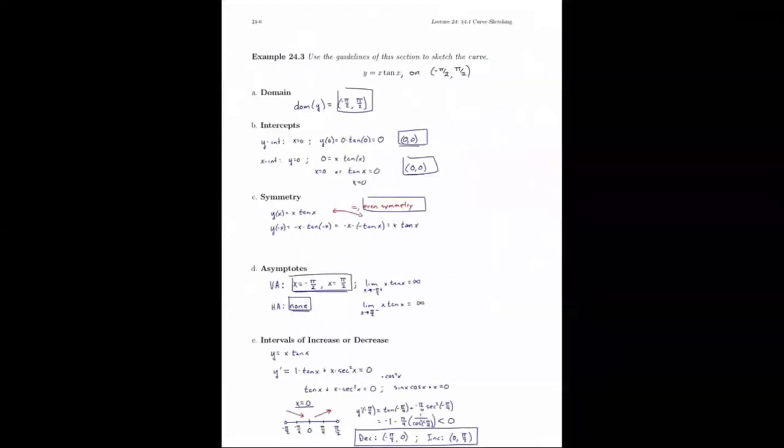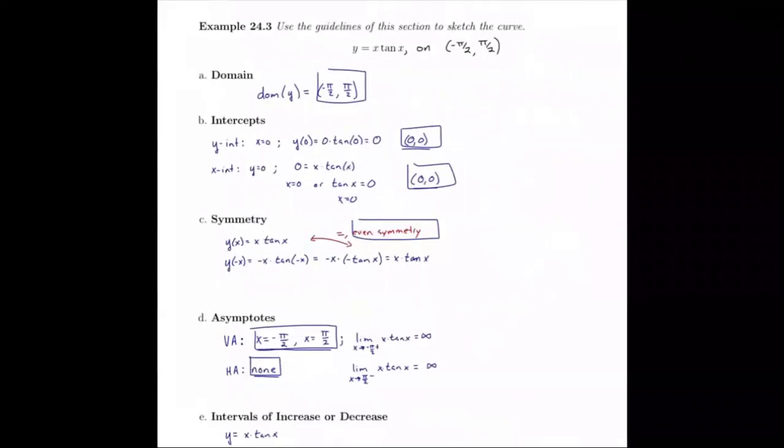Let's do one more. Use the guidelines of this section to sketch the curve y equals x tangent x, just on the fixed interval -pi/2, pi/2. I wanted to make this a little bit easier to manage and not do all real numbers. Okay, so the domain, well, we're restricted to -pi/2 and pi/2, which is a good thing because tangent of x is not defined outside of this, right? Or not, well, it's not defined at pi/2. Maybe we'll investigate its behavior there because we do recall that it's asymptotic.